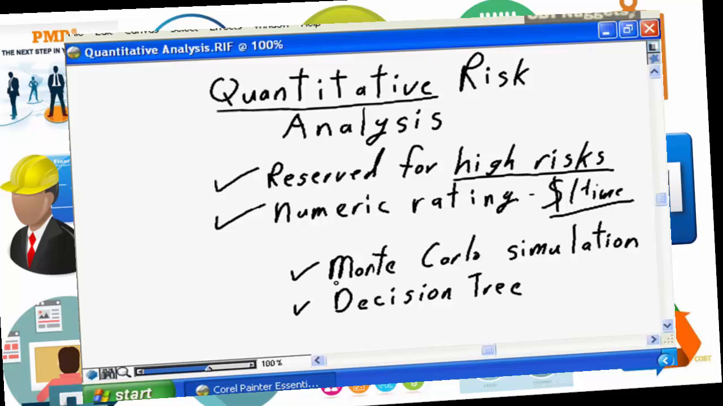do a decision tree. A Monte Carlo simulation, for those of you unfamiliar with the term, involves running mathematical models, doing mathematical simulations to determine the probability and the impact of the risk. So you would assign a probability curve: on a low level probability the impact to the project is going to be this. On a medium level probability the impact is going to be this. On a high level probability the impact is going to be this.